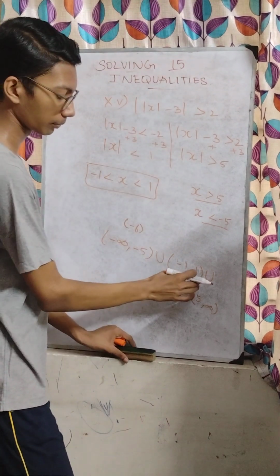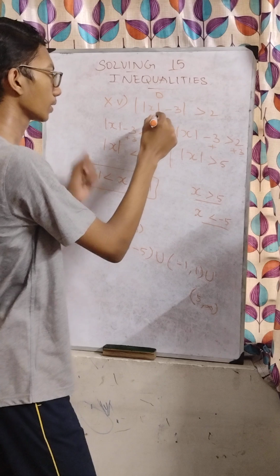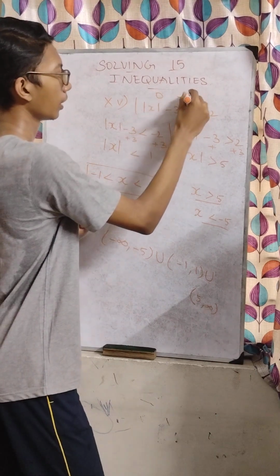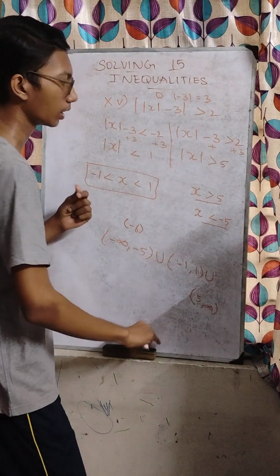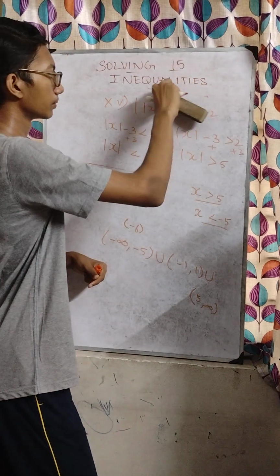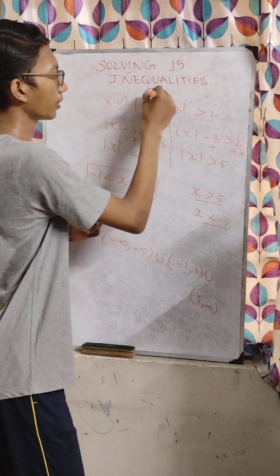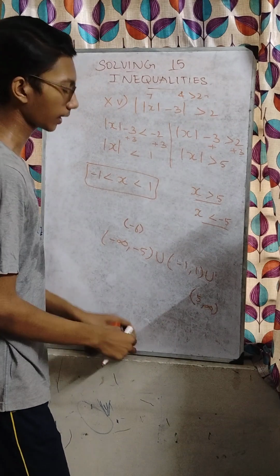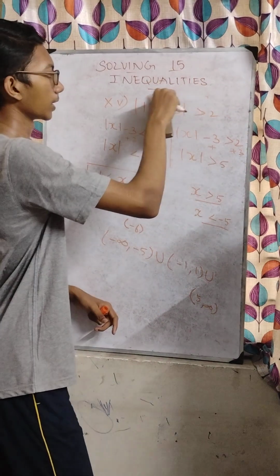Now we take a number from here. The simpler number is 0. So if we put 0 here, 0 minus 3 gives minus 3. Modulus of minus 3 is 3, which is greater than 2. Again, this satisfies. Now we take a number from here. We can put 7. 7 minus 3 is 4 and 4 is greater than 2. Again, this satisfies.